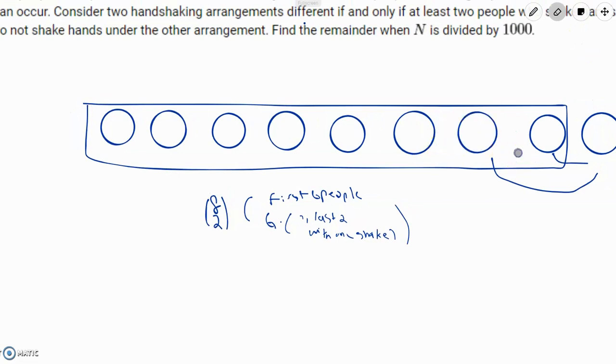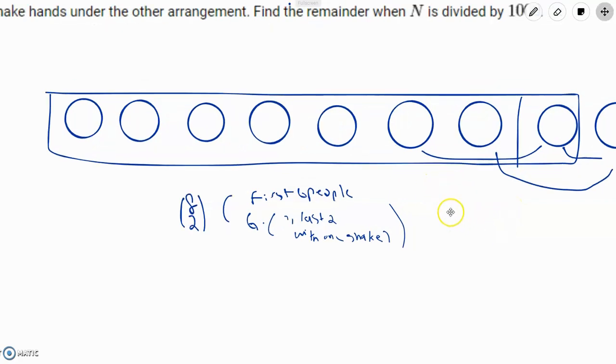If he shakes with someone else from the first 6, then person 8 is satisfied, so we can remove him off the bubble. And now we only have a state of 7 people where the last 2 people have 1 shake remaining. So these are our only 2 states. And essentially all we have to do is come up with functions for them now.